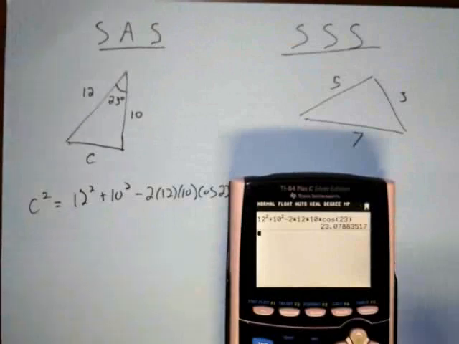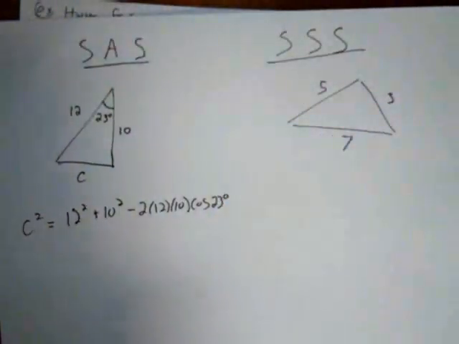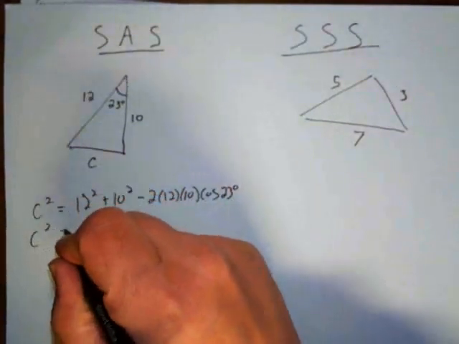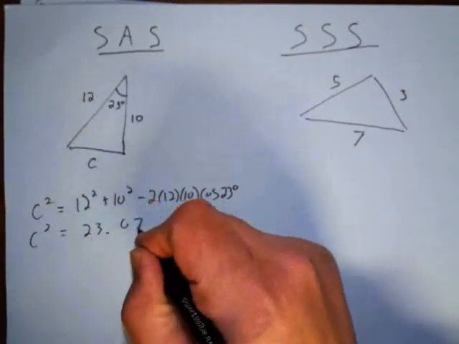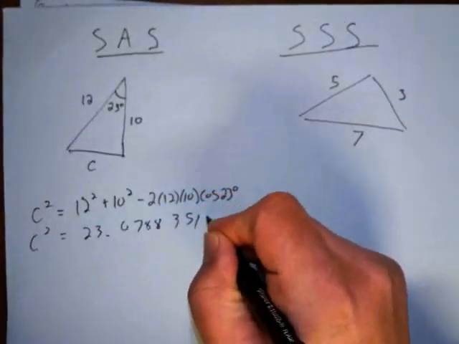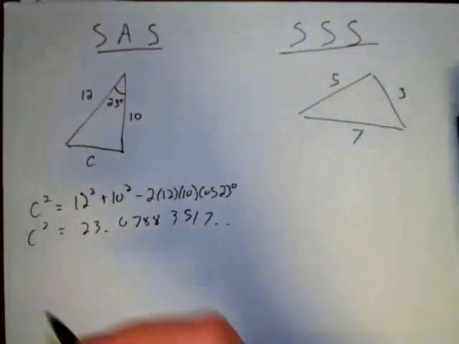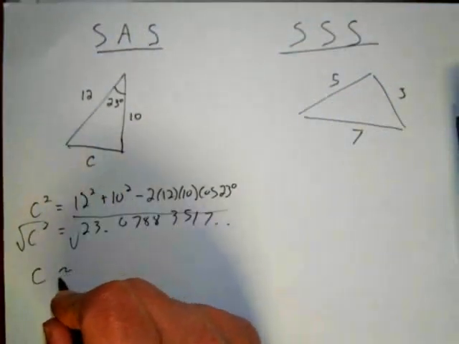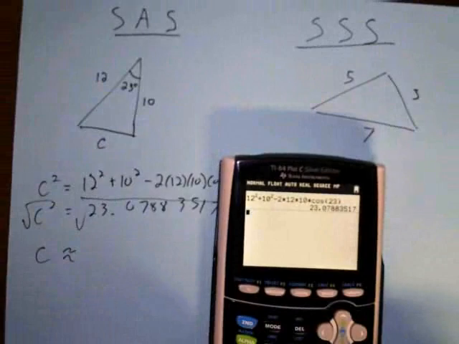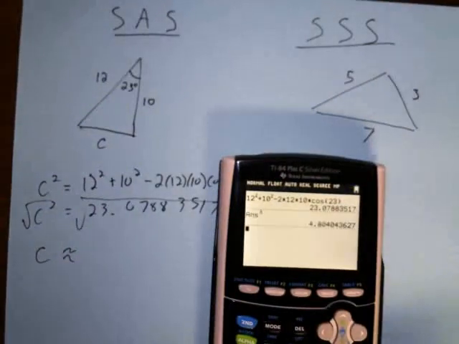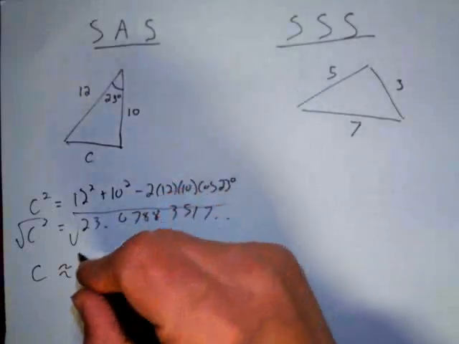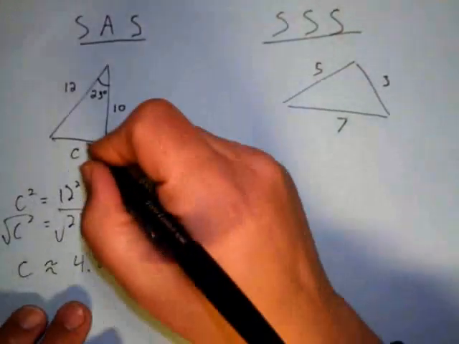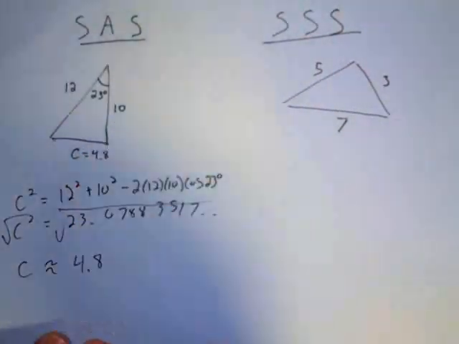Putting all that in, I would get 23.07883517. Probably goes on, it's an irrational number. So then you're going to take the square root of both sides, and of course you only want the positive square root. So I'm going to just raise that to the half power, and I get about 4.8, and we'll just round that to the tenths place. So that would be this side over here, 4.8.